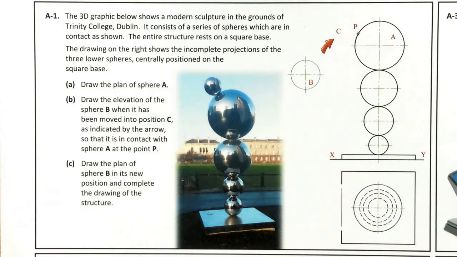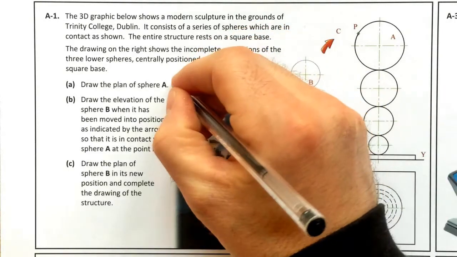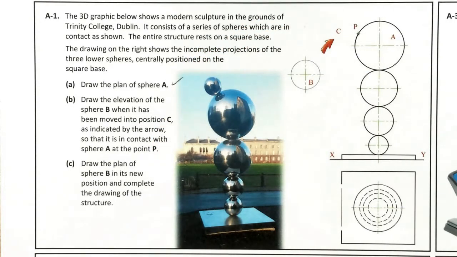So there is sphere A drawn in my plan view. Okay, nice and easy. That's drawn in my plan view there, and you can see then obviously the spheres underneath it are in hidden detail. So that's part A done. Draw sphere A, done. Okay, part B.